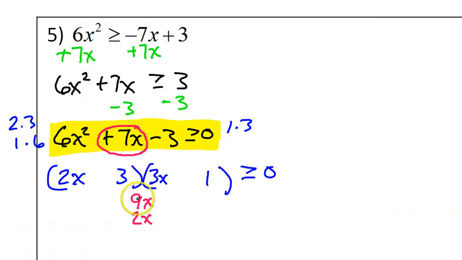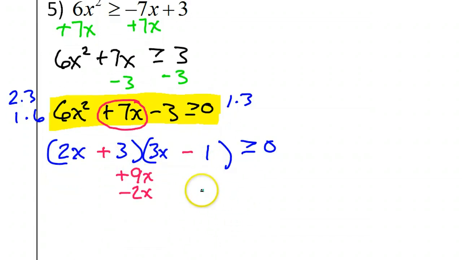I can get positive 7 out of this if I do a positive 9x and a negative 2x. So if I make this positive, I'll get my positive 9 middle. If I make this negative, that will make my negative 2x. Also, this gives me the negative 3 because positive 3 times negative 1 is negative 3. So great, we did factor this correctly.